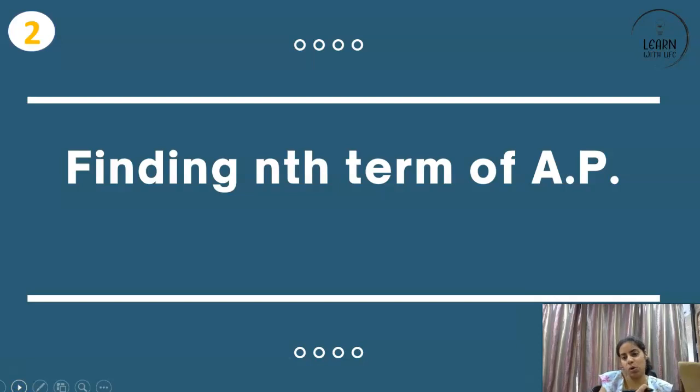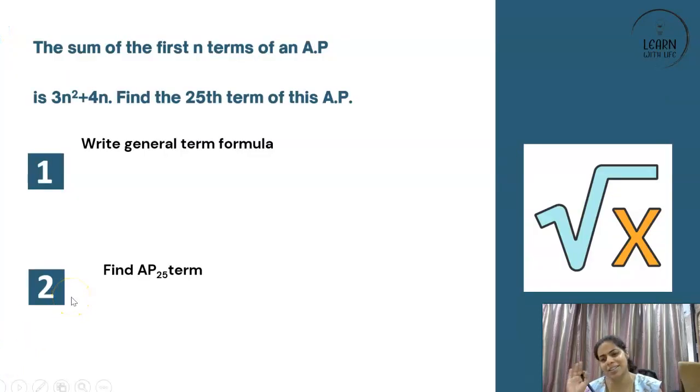Finding the nth term of an AP. Now for this you need to know certain things, but before that we need to see a question which will help us understand this very easily. Let's see. The sum of the first n terms of an AP is 3n square plus 4n. Find the 25th term of this AP.